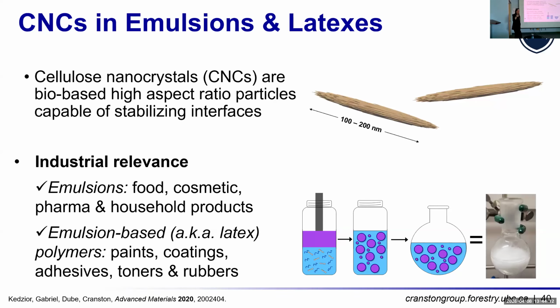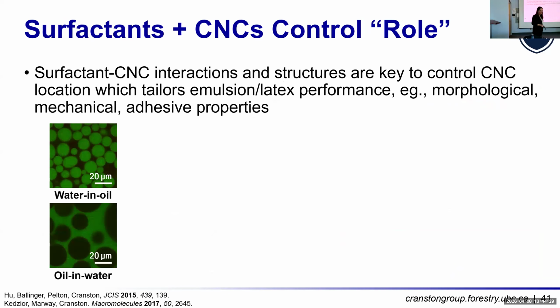But if the oil is actually a monomer, we can polymerize it. And so you polymerize it, you make a polymer, or what's called a synthetic latex. And so then those ones are used in paints and coatings, adhesives, toners, and rubbers. And we've been particularly interested in making adhesives, so pressure-sensitive adhesives.